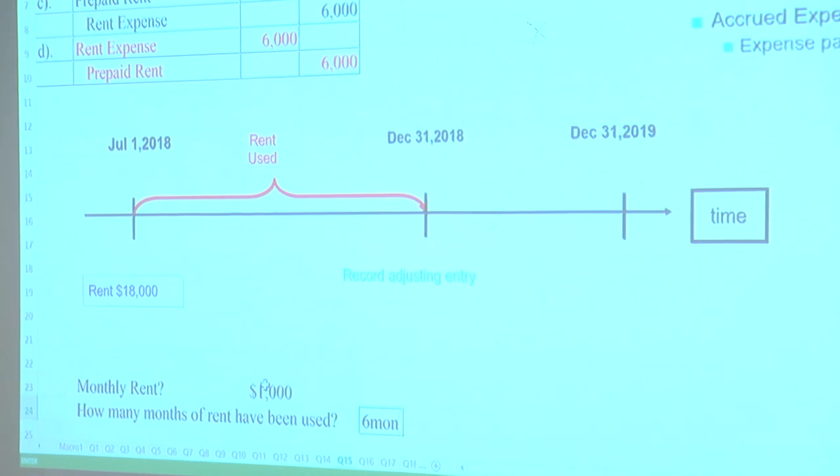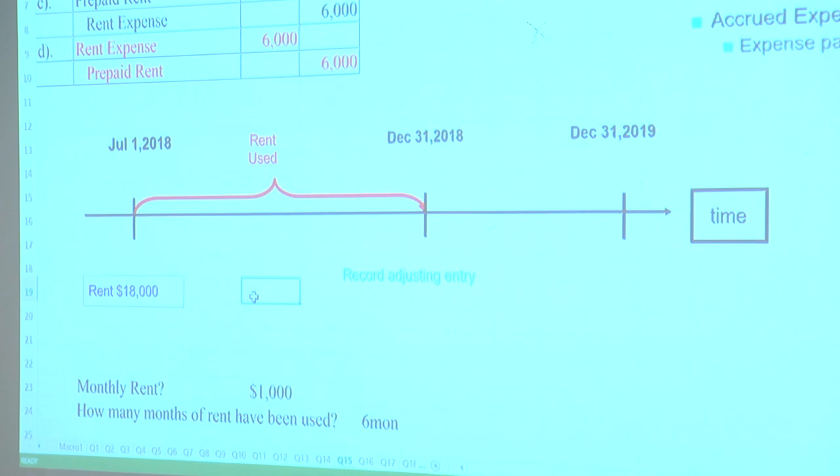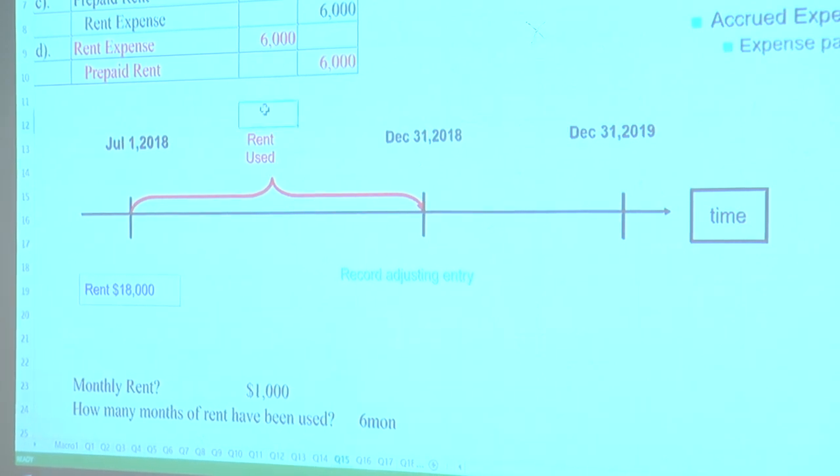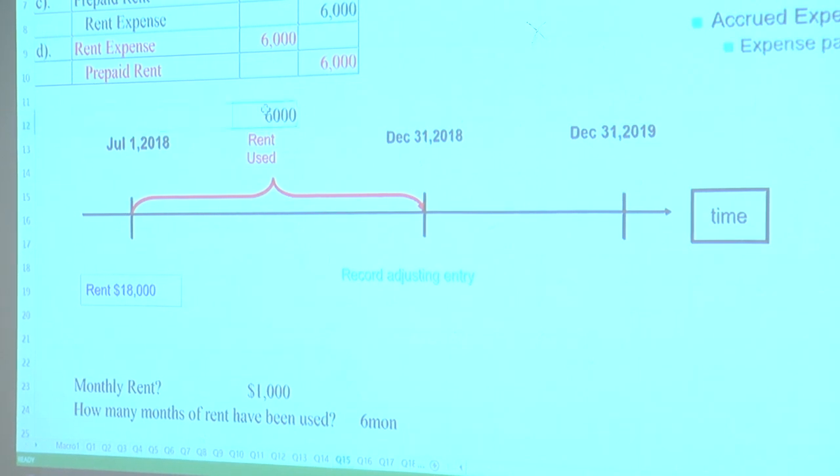And then the 6 months has passed. So 6 times 1,000, the total here we should record is 6,000. Right, let's put a dollar sign here. $6,000 to be recorded. So choices A and B are ruled out, right? It's either C or D.